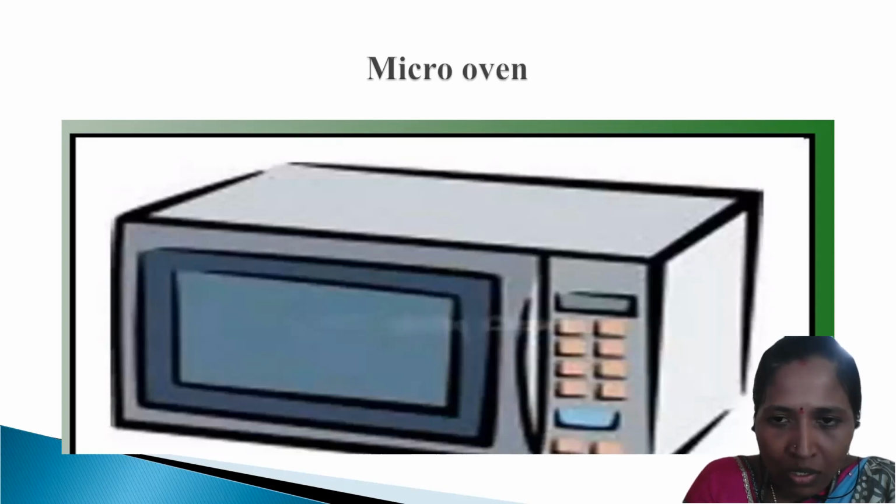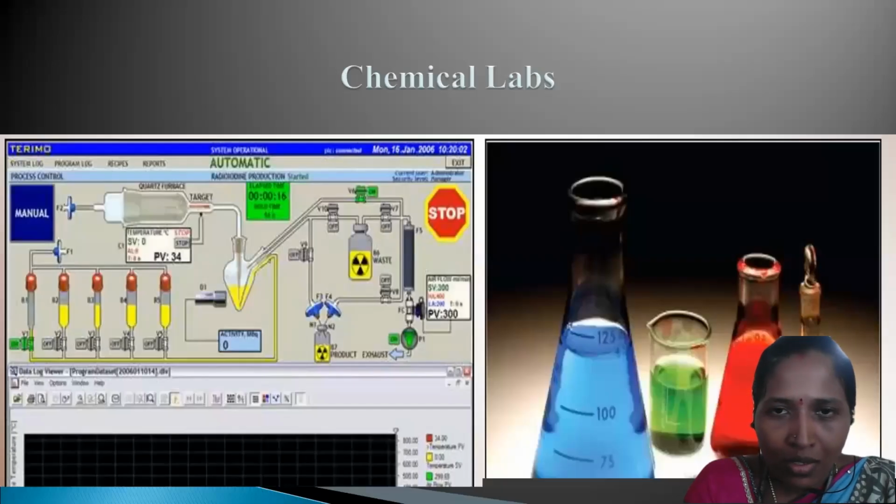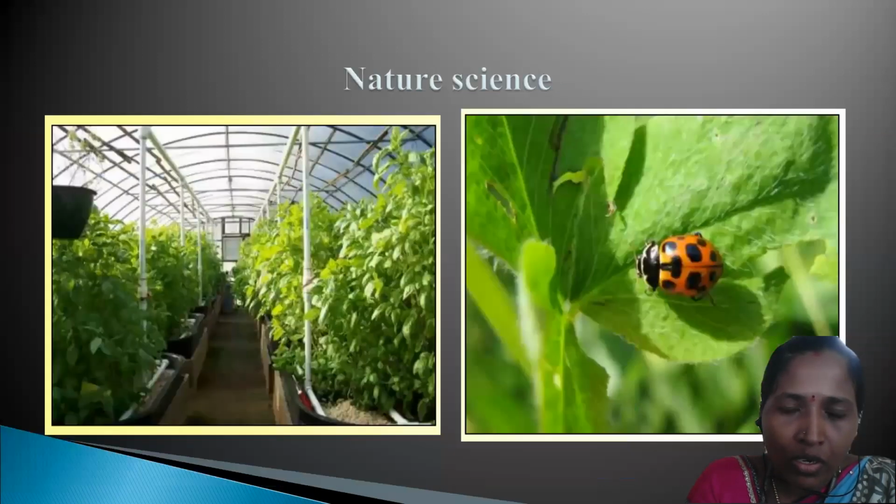Inside we are using the processor, and depending upon the temperature it will work. Whatever item is kept inside the oven will be heated, depending upon the temperature we are giving at that time. This is one example, the microwave oven. Next, chemical labs. In chemical labs also, we can control the temperature. And finally, nature. In nature also, we can observe the temperature. So these are some examples of temperature.